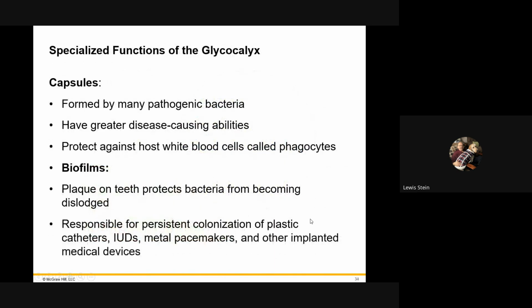Okay, capsules. A lot of bad guys make capsules. The reason the capsules are bad is you can't phagocytize them. Our body's defense is based on the concept of phagocytosis, meaning we gobble up things that hurt us. I love that. We have macrophages, big eaters. I want to be reincarnated as a macrophage.